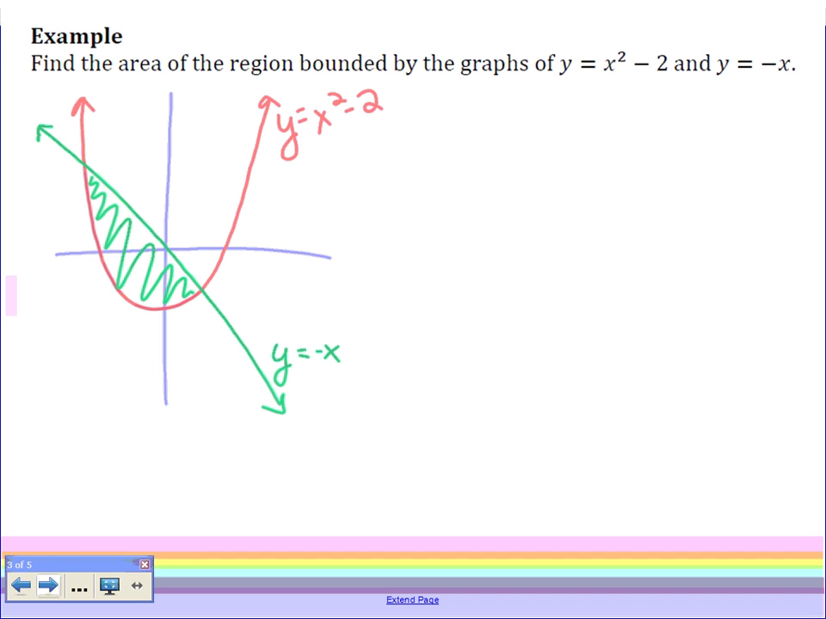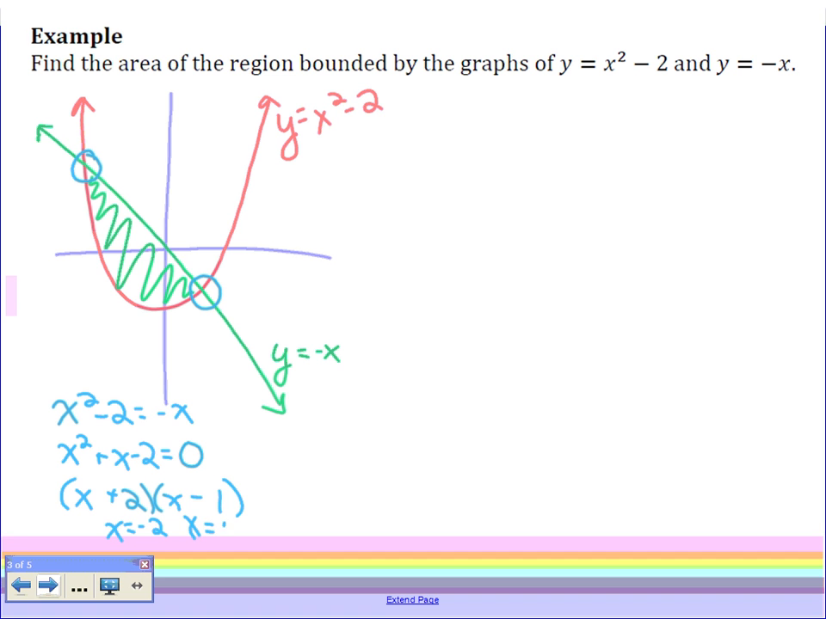So my first step is I need to find where they are intersecting one another. So I set them equal. So I have x squared minus 2 equals negative x, and x squared plus x minus 2 equals 0. I factor: x plus 2, x minus 1, so x equals negative 2 and x equals positive 1. I don't really even need to get the y values of these points where they intersect one another because I'm going to integrate with respect to x, so all I care about is x. So this x value here must be the negative 2, and this one is the positive 1.